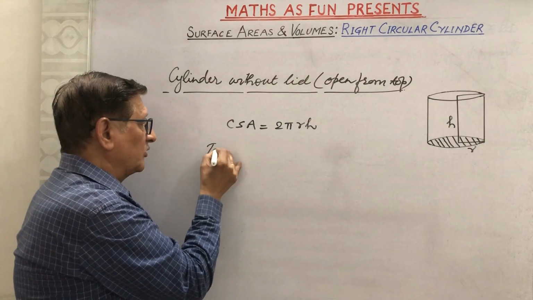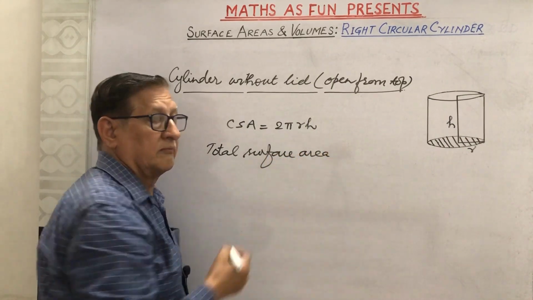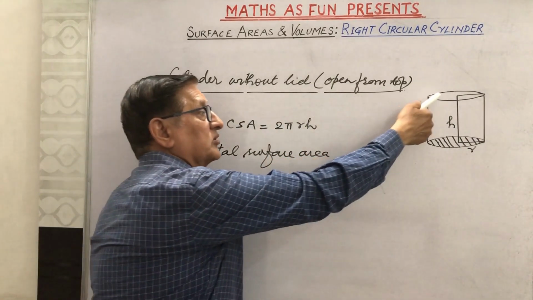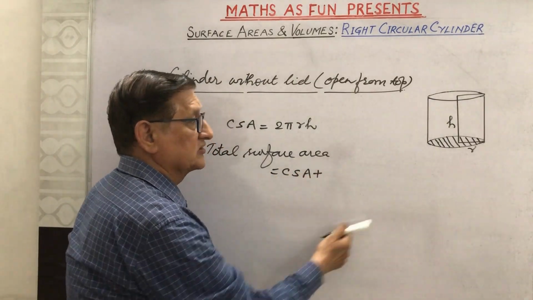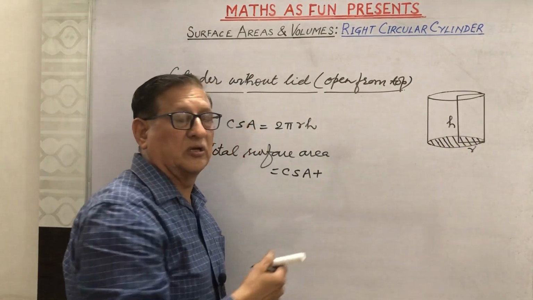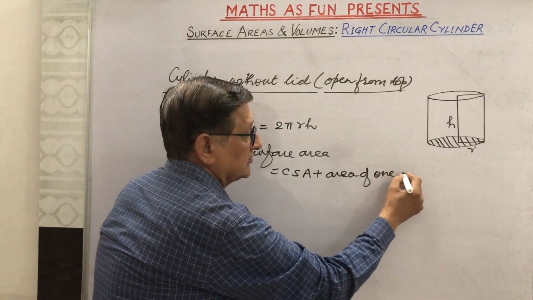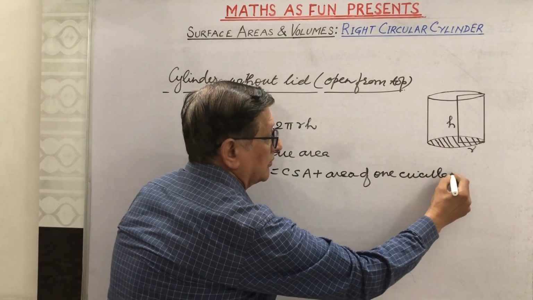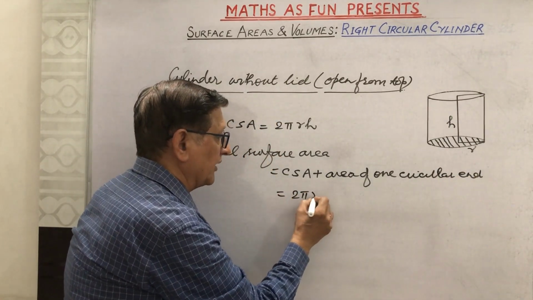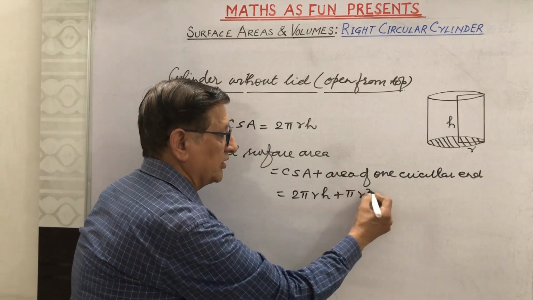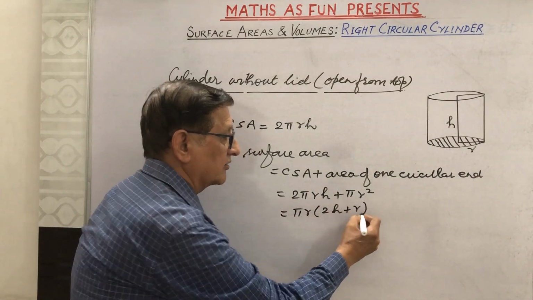But when you try to find out the total surface area, in that case you won't find both the ends. So it will be equal to curved surface area plus only one circular end. That is equal to 2 pi rh plus pi r square. If you take pi r common, it will be pi r into 2h plus r.